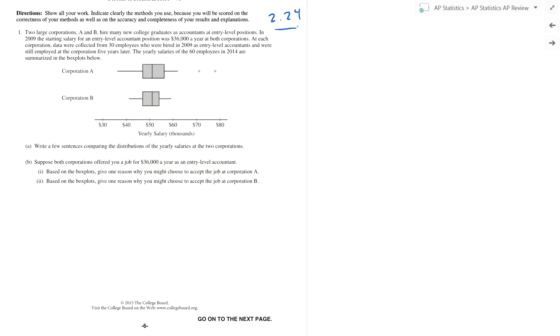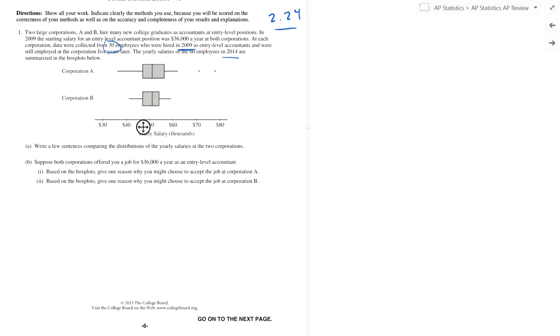Anyway, you've read the problem. The thing to notice, and make sure you read these carefully: these people were hired in 2009, and these are their yearly salaries in 2014. Here's a box plot for each of them, and there were 30 employees. Entry level was 36,000 at both corporations. So A: write a few sentences describing the distributions for salaries of the two corporations.